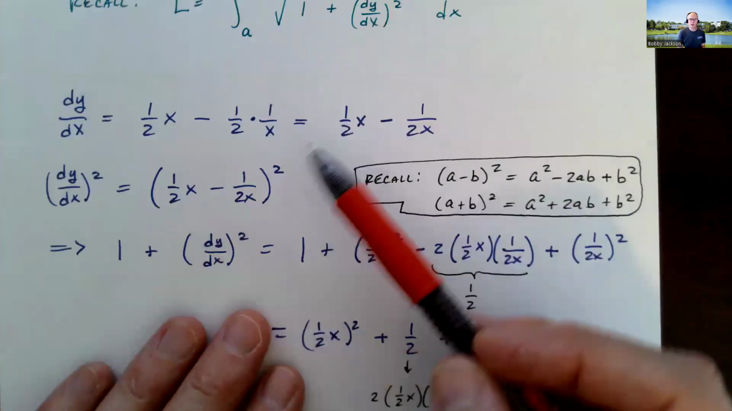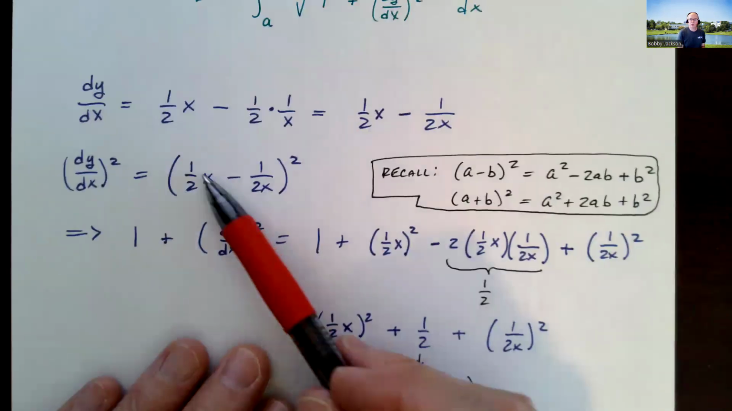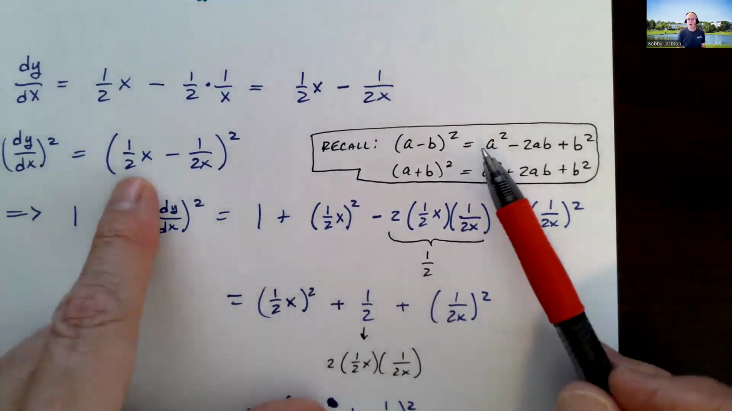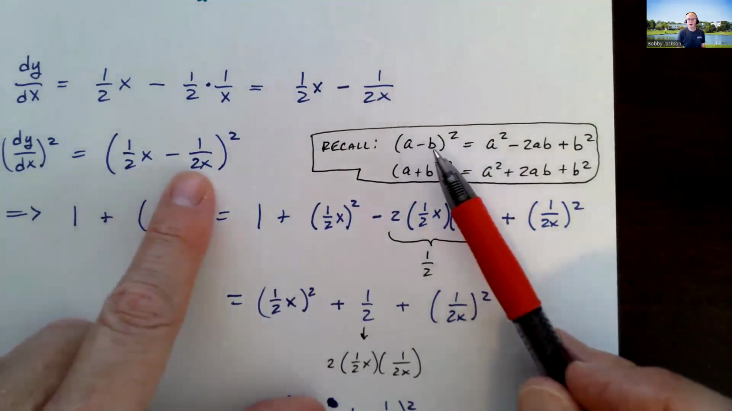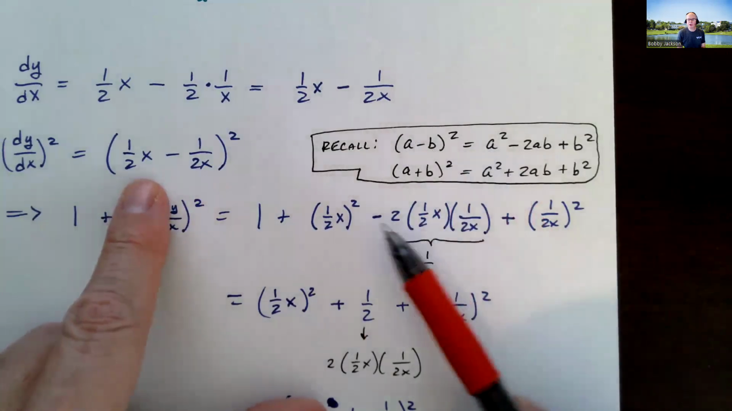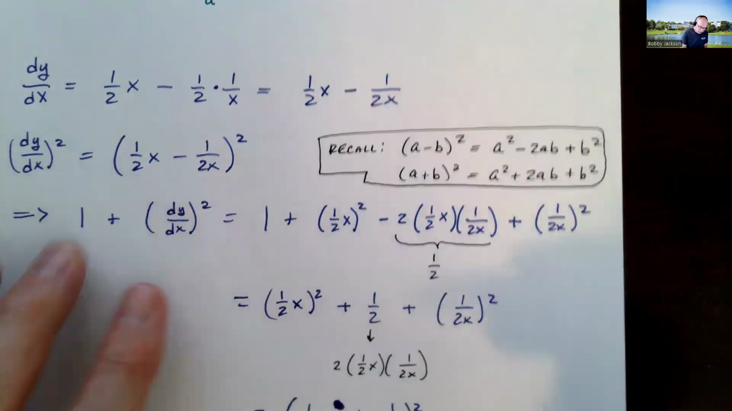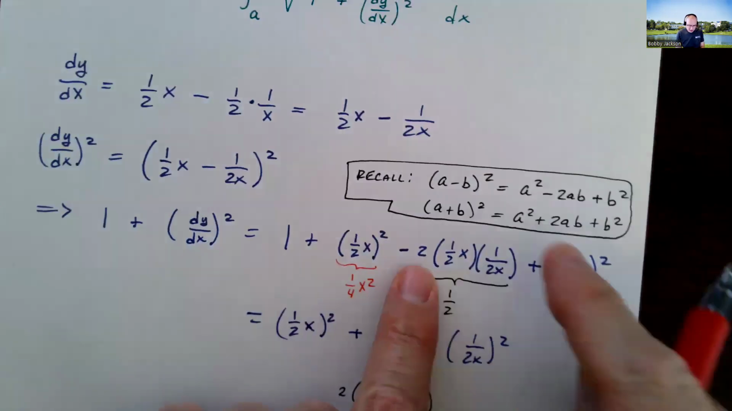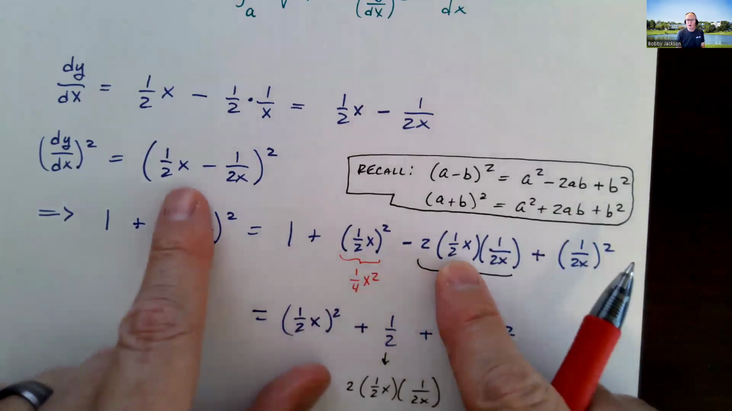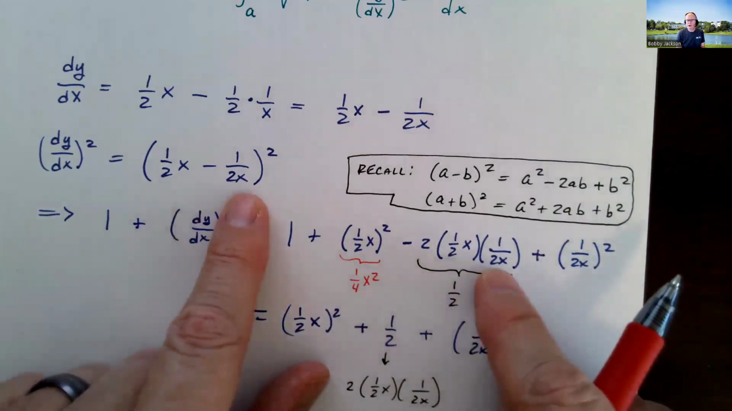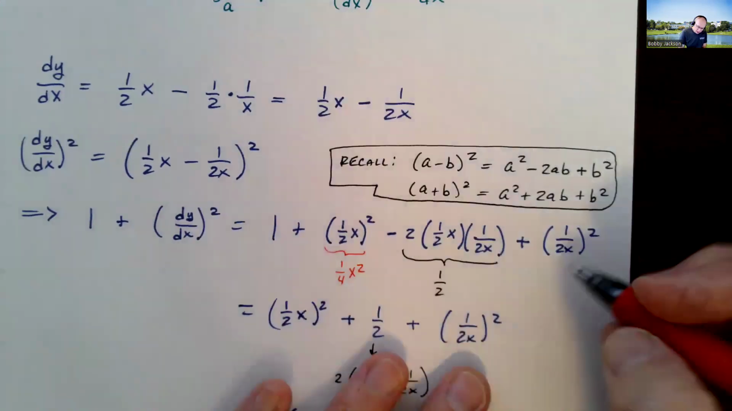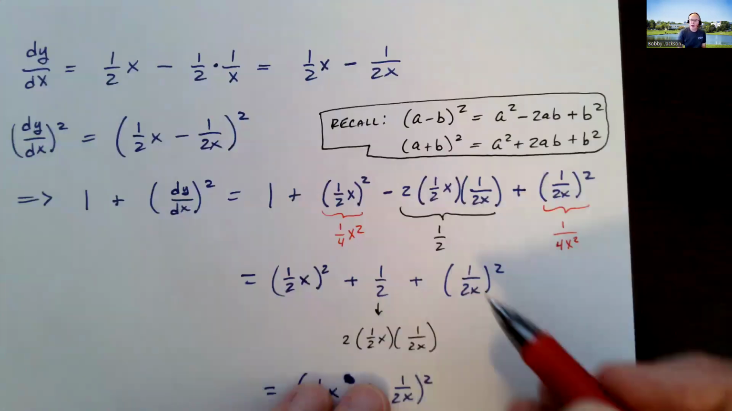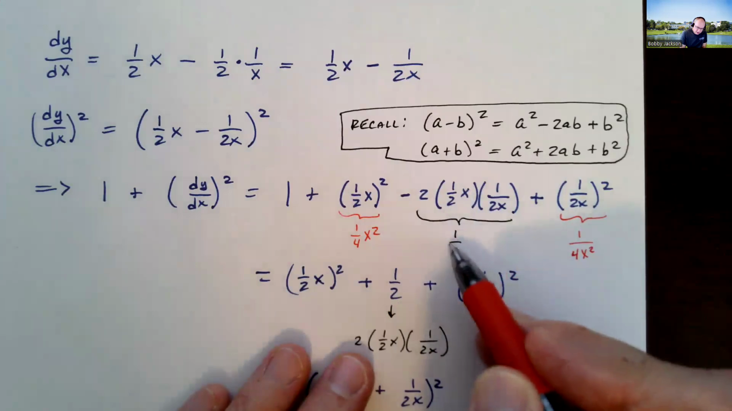Okay, so let's take a look at 1 plus the derivative squared. Here's the derivative squared. 1 plus the derivative squared is therefore 1 plus what? I'm just going to use this formula. A is 1/2 x and b is 1 divided by 2x. So a squared is 1/2 x squared, that is 1/4 x squared, and you can write that out if you want to. And then it's minus 2, a again was 1/2 x, b was 1 divided by 2x, plus b squared. And again, you can write this. This is going to be 1 over what? 4x squared.